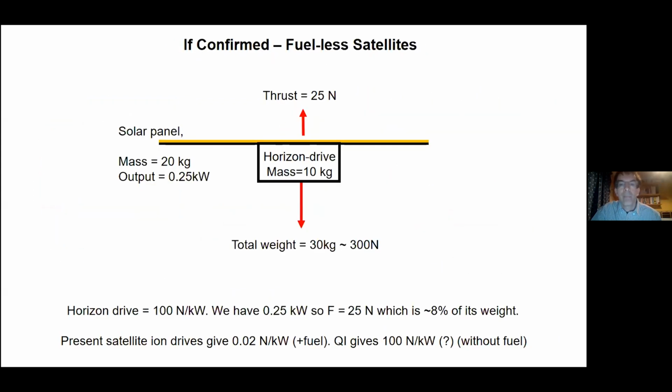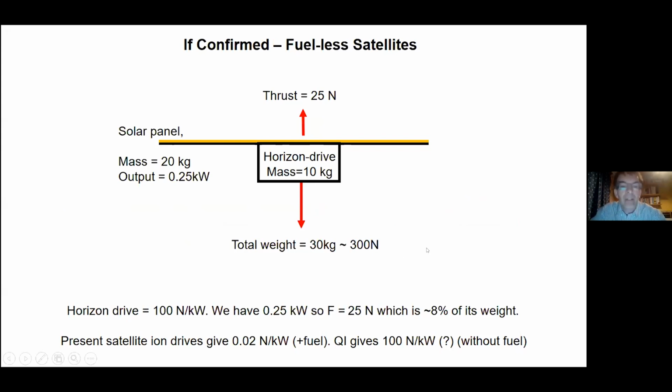Okay, so this will be extremely useful for satellites. This shows a schematic showing a satellite. You have a solar panel here, which has a mass of 20 kilograms and an output of 0.25 kilowatts, taking typical values. And say you put a horizon drive on it of mass 10 kilograms, total weight will look like that. If the horizon drive produces 100 newtons per kilowatt, and we've got a quarter of that, we'll get a force of 25 newtons, which is about 8% of its weight.